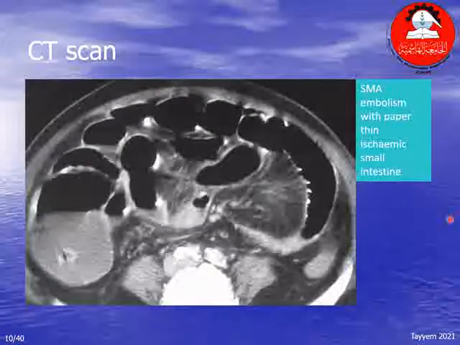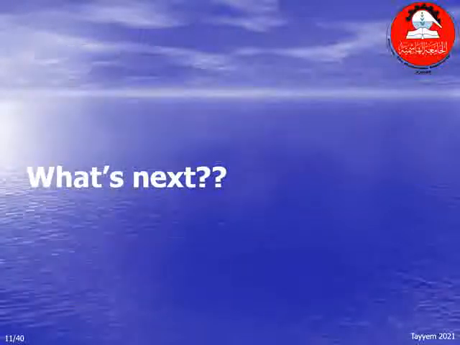And on this image you can see that there is paper thinning on this CT scan due to the ischemic changes of the bowel wall. So what would you do next? Again, here I'll pause for a second to let you think.